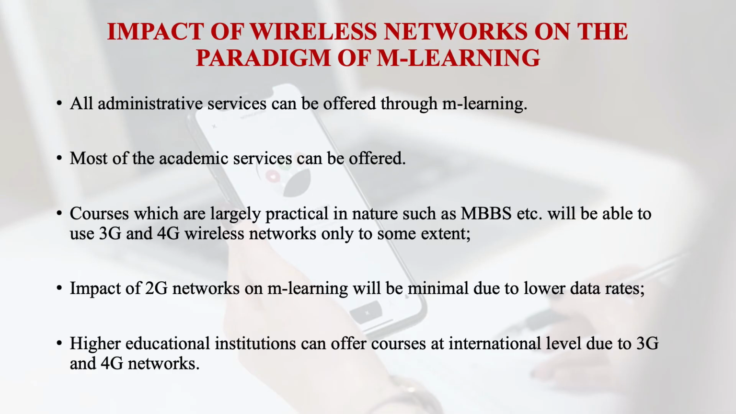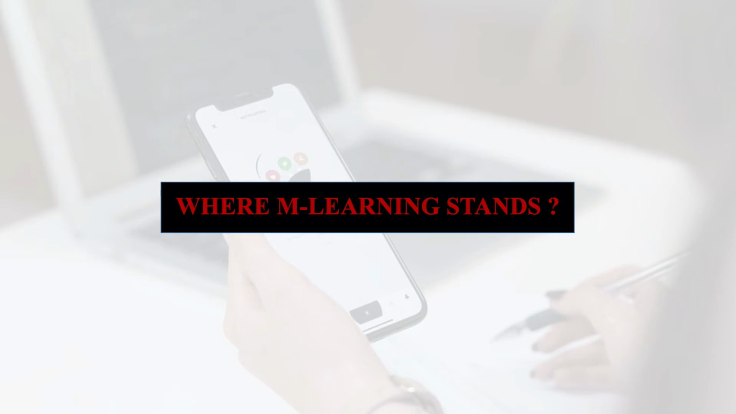So, the impact of 2G networks on mobile learning will be minimal due to the lower data rates, and higher educational institutions can offer courses at international level due to the 4G networks that are prevailing today across the country. And in future, 5G networks are going to come into the picture. So then great things can be done because the bandwidth is going to be large and they are going to be high speed networks. Now, as on date, where the mobile learning stands.